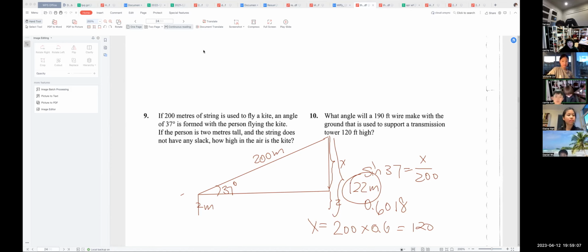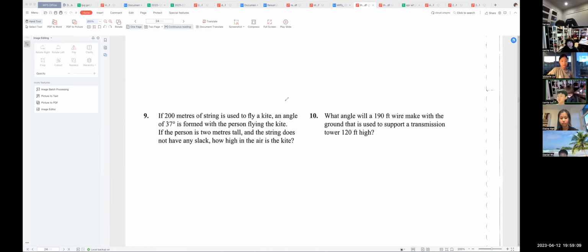Okay, so last one. What angle will a 190 feet wire make with the ground, if it is used to support a transmission tower 120 feet high? I don't even understand what that means. Transmission tower. So first, a transmission tower, 120 feet tall, correct? A 190 feet wire makes an angle with the ground and is used to support it.